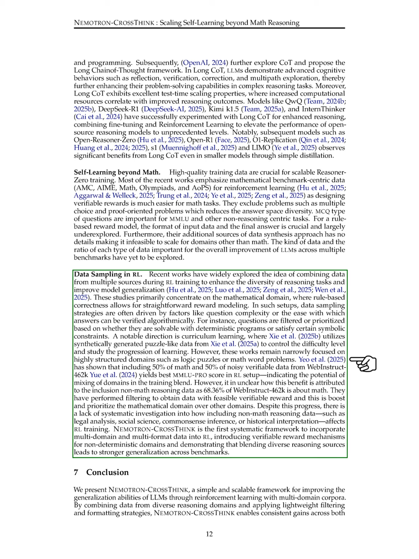One study found that a mix of 50% math and 50% noisy verifiable data from WebInstruct-462K yielded the best MMLU-Pro score in a reinforcement learning setup, suggesting the potential benefits of mixing domains. However, it remains unclear how including non-math reasoning data impacts training, as a significant portion of WebInstruct-462K is math-related. While filtering has been used to prioritize the mathematical domain, there is a lack of systematic investigation into how incorporating non-math reasoning data, such as legal analysis or common-sense reasoning, affects reinforcement learning training.